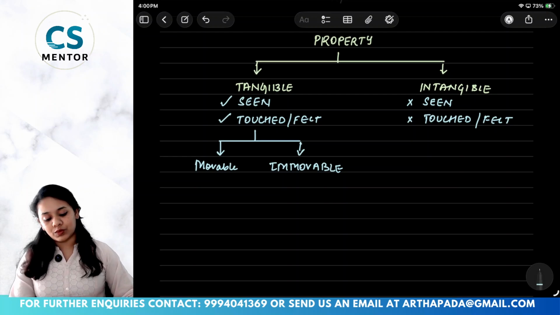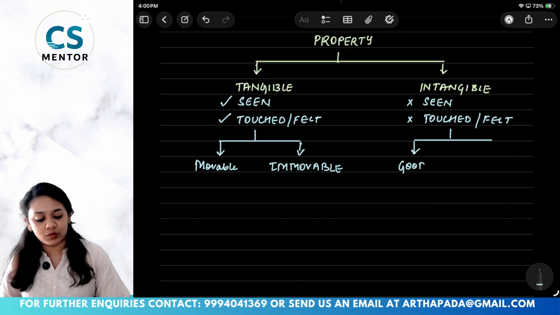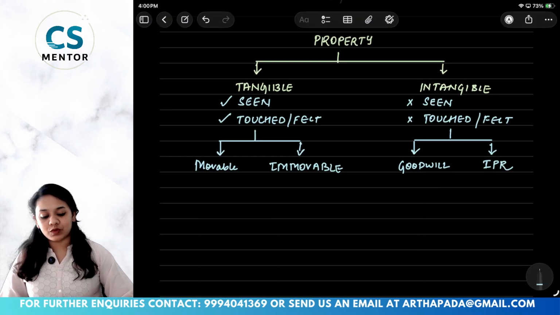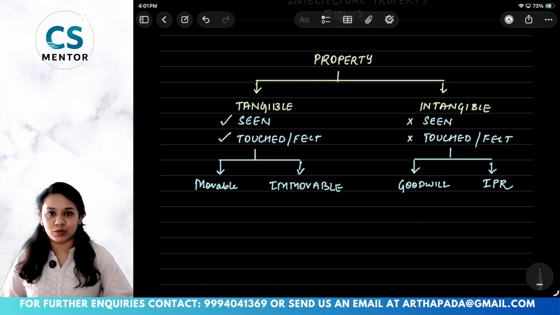So this is what we know. Whereas your intangible property, some of the most common ones, at least I'm just writing down two over here. One can be said to be goodwill, an intangible property, and even your intellectual property rights are all intangible properties. So first we need to understand property before we start studying about intellectual property.